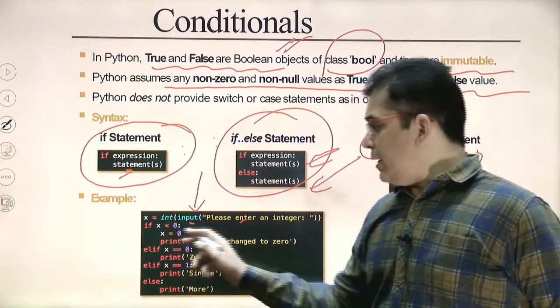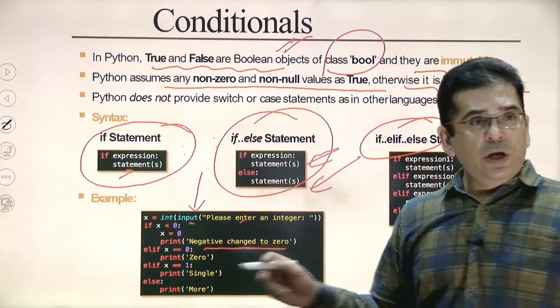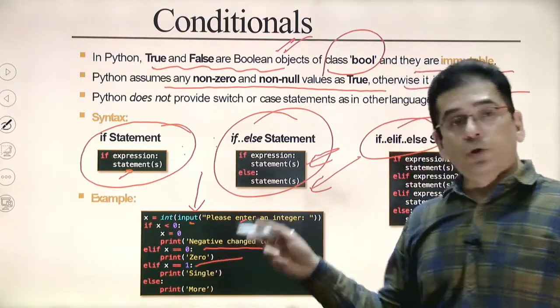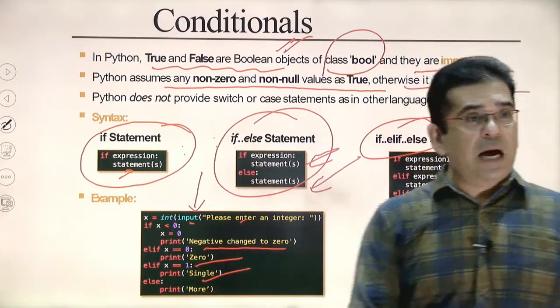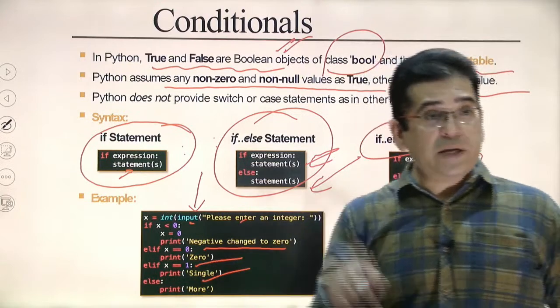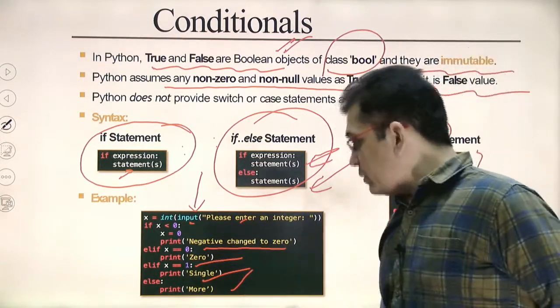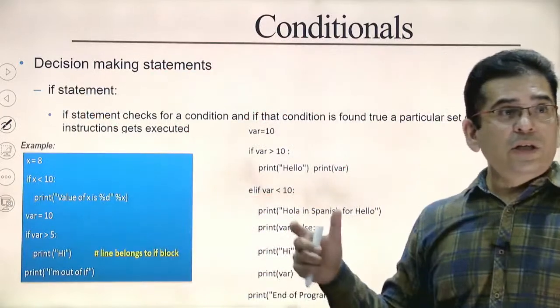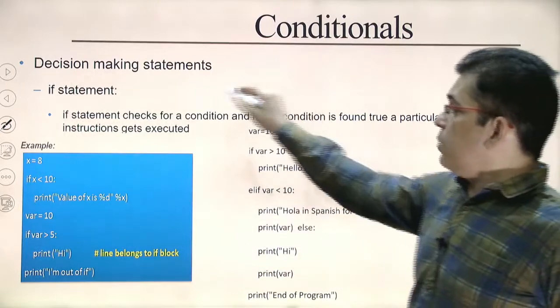If the integer is less than 0, then print negative, change to 0. If it is equal to 0, print the output 0. If it is not 0, then print the output single. And at last, if you have not entered anything and pressed enter, the output will be more, meaning you need to add more elements. This is one more example of conditional, that is, decision making statements.